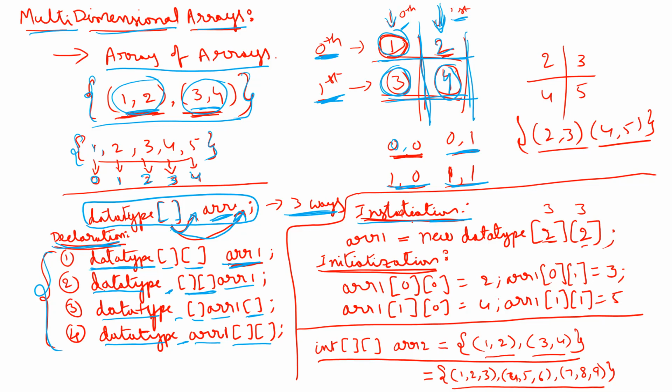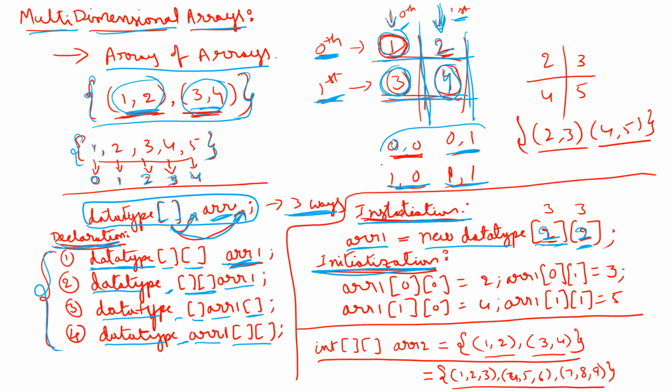How to instantiate a multi-dimensional array in Java? Here we have given the name. So the name of the array equals new data type with 2 square brackets, and within these 2 square brackets we have to give the length of the array. So here it is 2 rows and 2 columns.